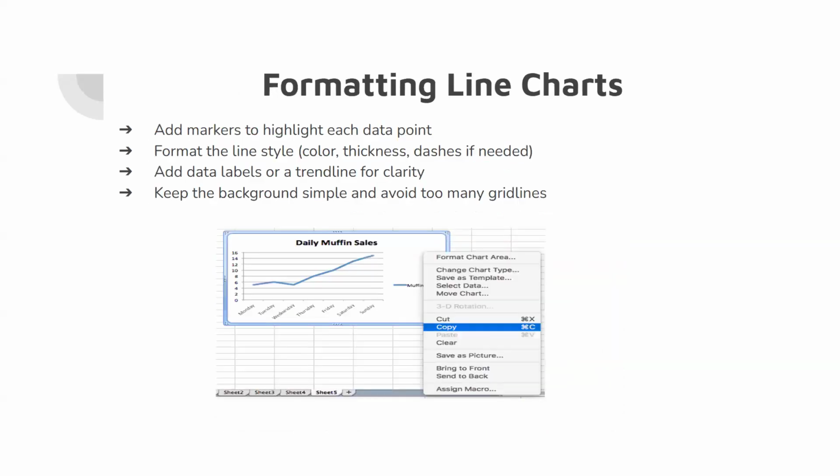Formatting line charts. You add markers to highlight each data point. Format the line color, thickness, and dashes if needed. Add data labels or a trend line for clarity, and keep the background simple and avoid too many grid lines. As you can see, this one looks very simple, with a simple header, daily muffin sales. The line is very thick and it's one color, and it's good. The X and Y axes are very readable.